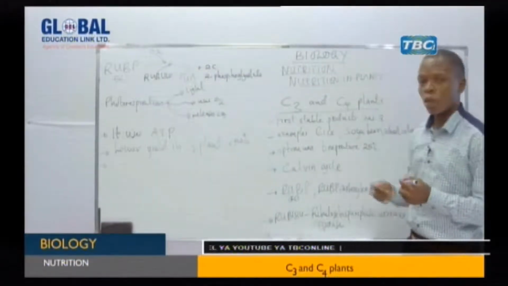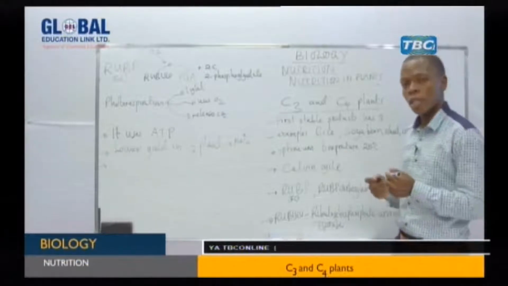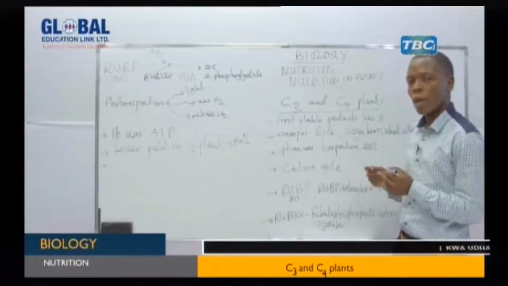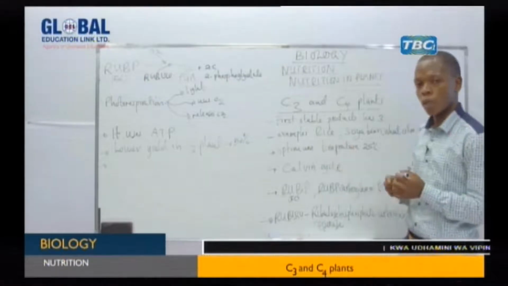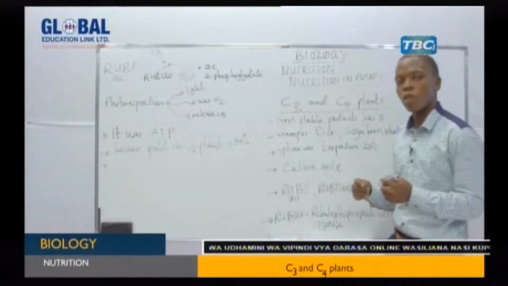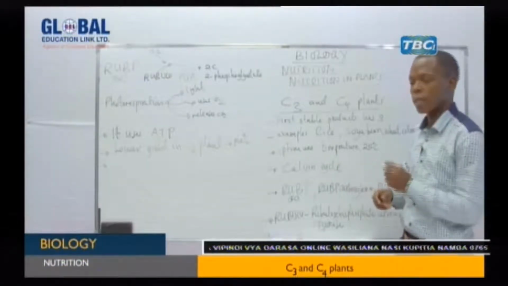So, the process of photorespiration lowers the yield in C3 plants, and that is why we are saying when photorespiration occurs, it lowers the chance of photosynthesis to occur. And the plants which are more prone to this photorespiration are C3 plants because of their leaf anatomy.